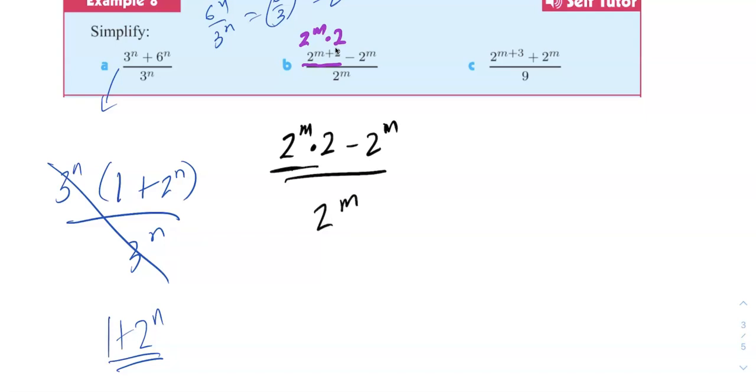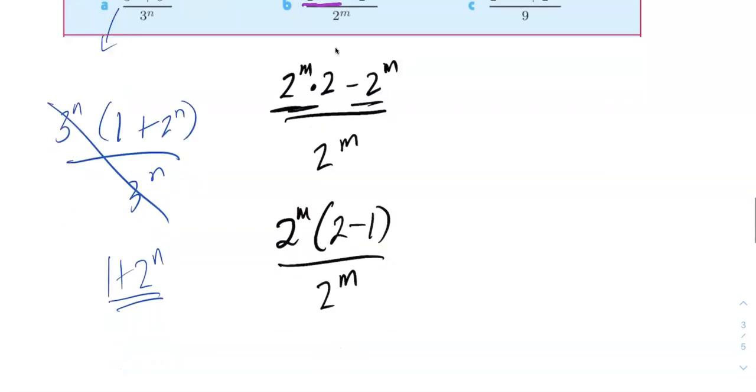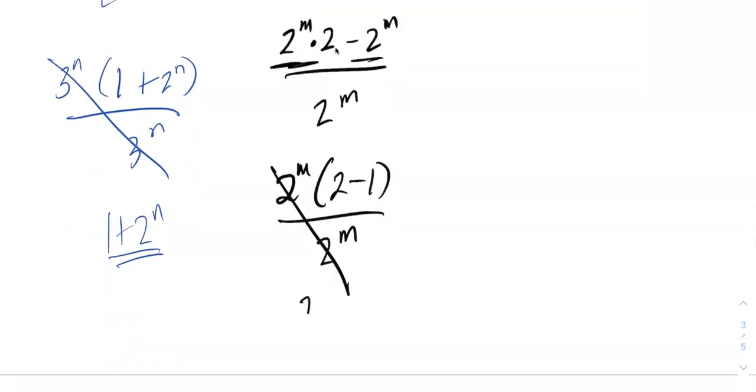Now on top I can factor out the 2 to the m. So you pull it out, and you're left with 2 minus 1 over 2 to the m. Then the 2 to the m's cancel, and you just get 2 minus 1, which is just 1. Like that.